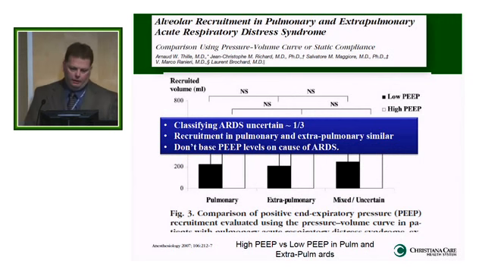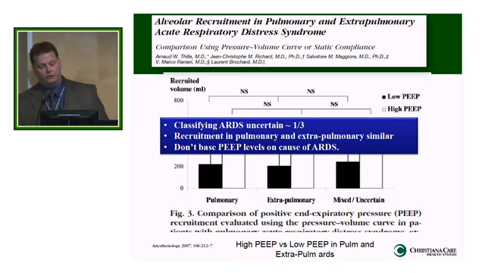To refute that, there's another study that looks at pulmonary and extrapulmonary, and they used high PEEP versus low PEEP. They separated out the pulmonary ARDS and the extrapulmonary ARDS, and there's no significant difference in how those patients responded to low PEEP versus high PEEP. Again, a different population of ARDS patients, and they had this population they called mixed or uncertain.